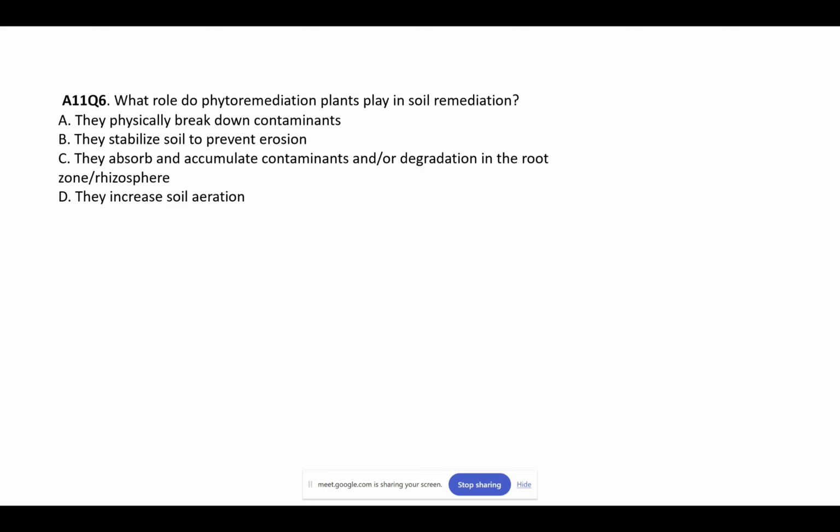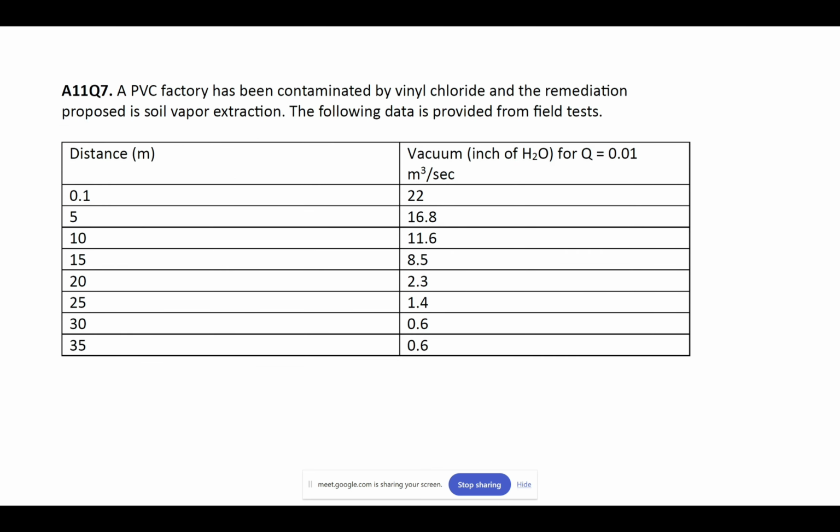This is a numerical type question. A PVC factory has been contaminated by vinyl chloride and the remediation proposed is soil vapor extraction. The following data is provided from a field test: the vacuum pressure with respect to distance from the extraction well is given, and also the flow rate is given as 0.01 meter cube per second.